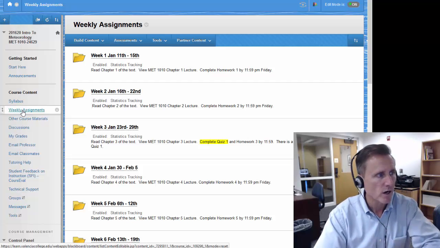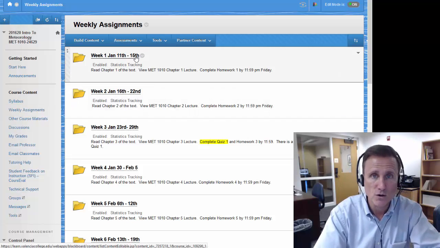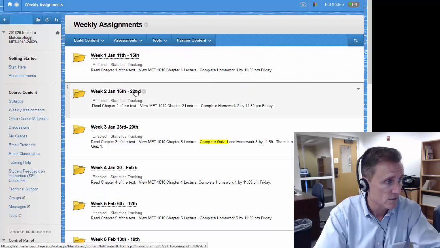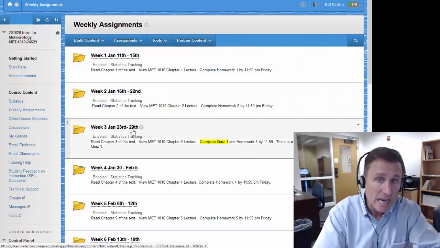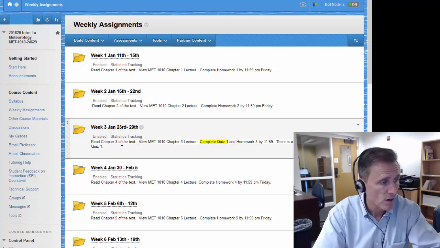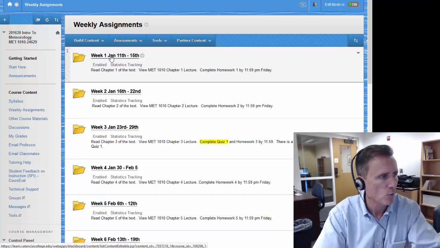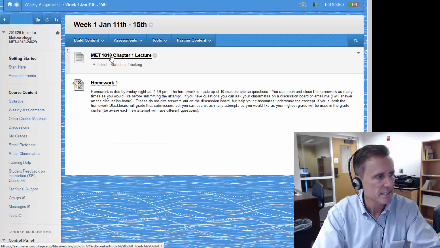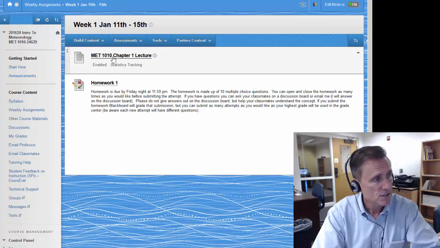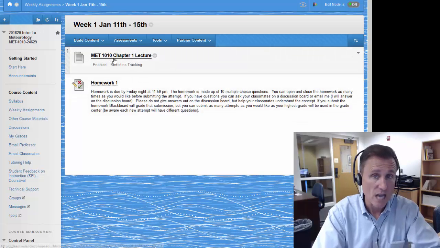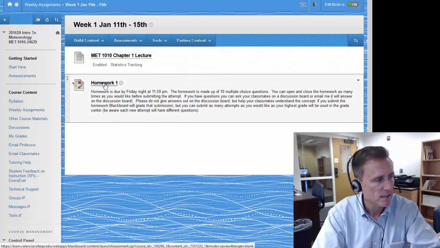The dates for each one, so the 15th is going to be the due date for your homework in week 1, the 22nd the due date for your homework, and the 29th then the due date for your quiz and your homework. So let's just pick week 1, and we'll see that it's going to offer you 2 assignments, Chapter 1 lecture, and then 1 assessment, the homework.